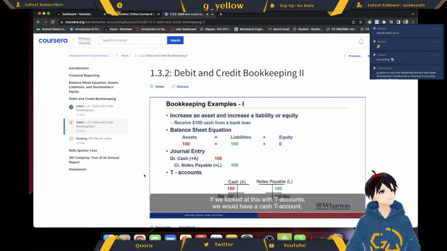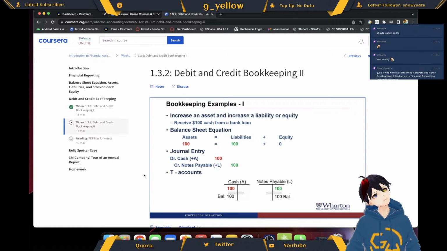If we looked at this with T accounts, we would have a cash T account, which would have an entry on the debit side, a notes payable T account, which would have an entry on the credit side. If we did a balance sheet equation, sort of drew a line, added up the balance in each account, our balance sheet would balance. We'd have cash of 100 on the asset side, liabilities of 100 on the liability and equity side with no shareholders' equity.